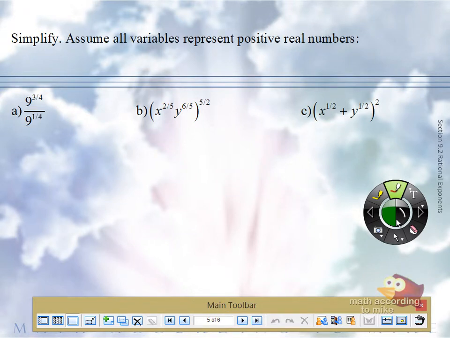Simplify, assuming all variables represent positive real numbers. Don't mind if I do.